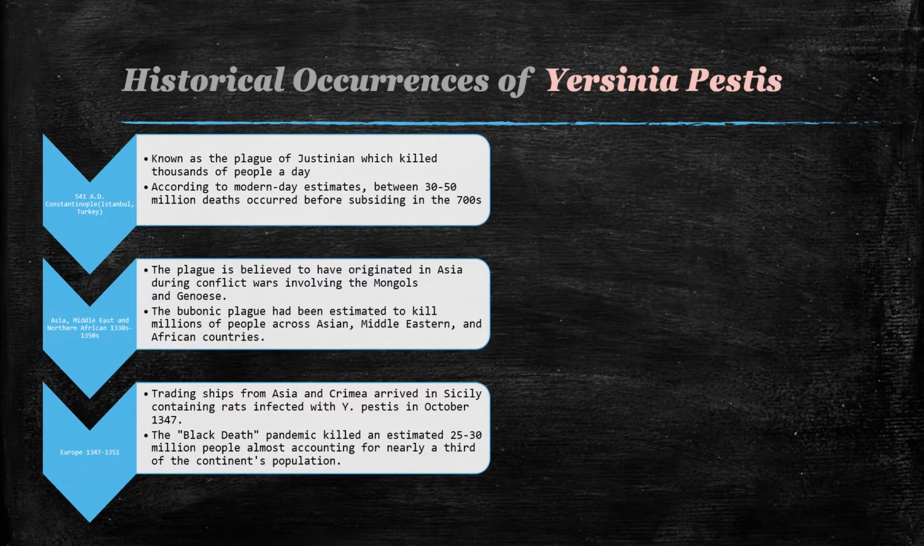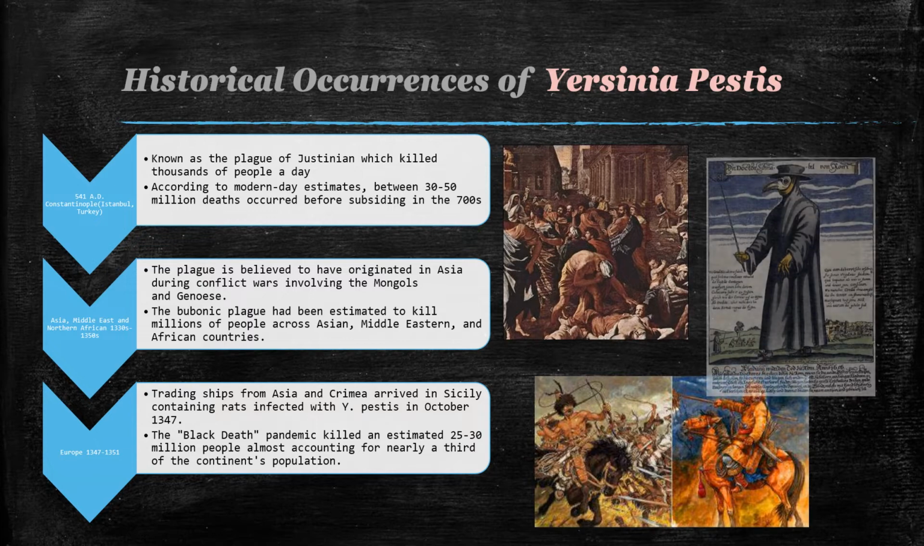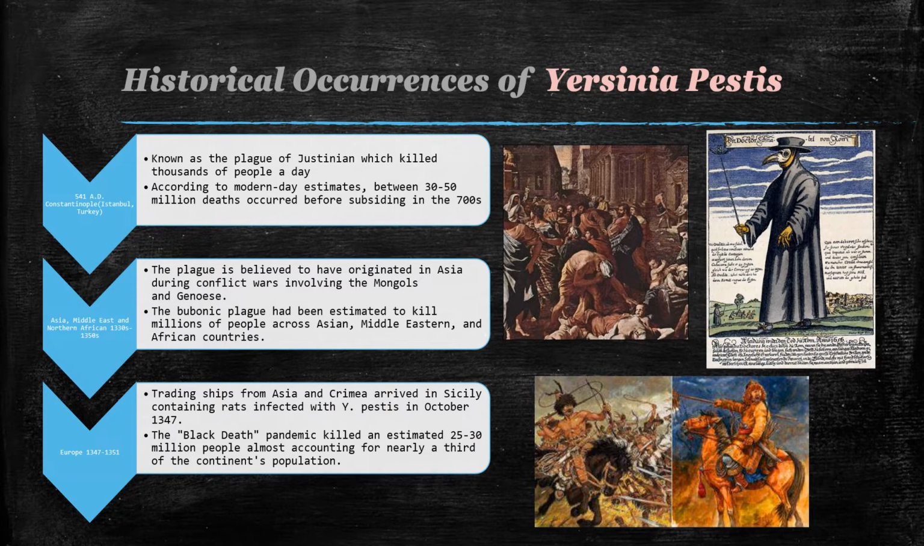Before its ultimate discovery in the late 19th century, there were three notable occurrences of the plague that ravaged and claimed millions of innocent lives. The first documented pandemic was also known as the Plague of Justinian, which ravaged through modern-day Istanbul, Turkey in 541 AD. According to modern-day estimates, millions of people passed away and lost their lives before the disease eventually subsided in the 700s. A lot of people during this time felt as if it was a message from God punishing the people of Earth for their sinful behaviors.